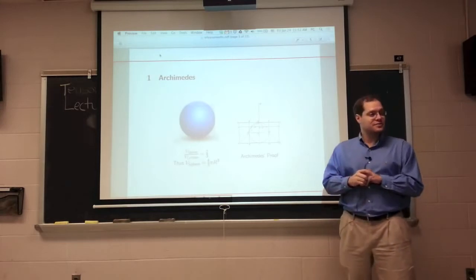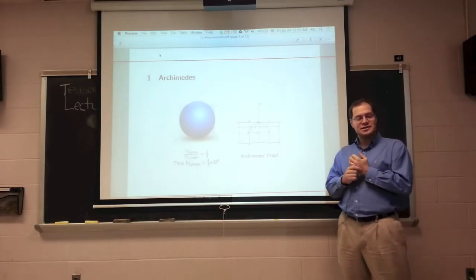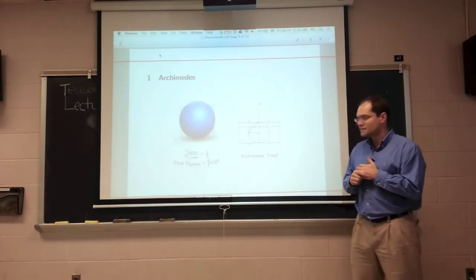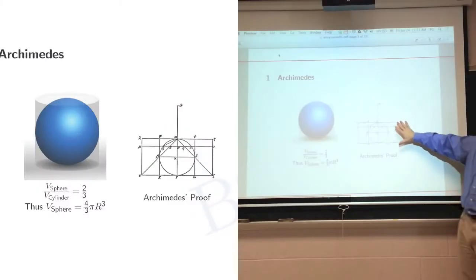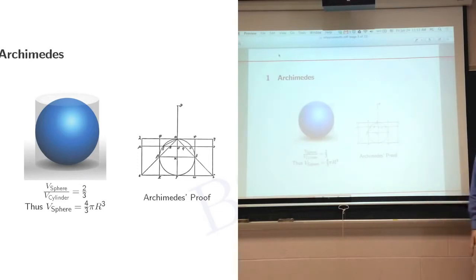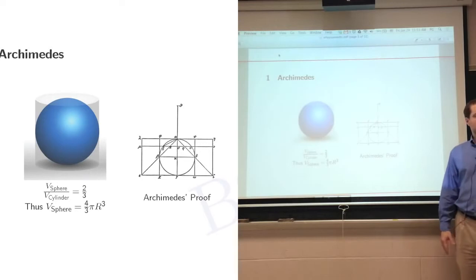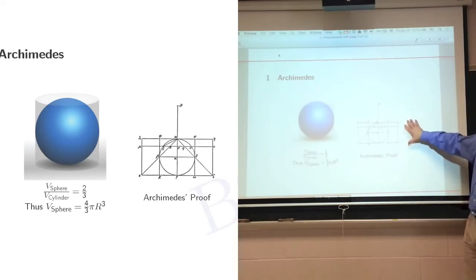But how did he do it? Did he use calculus? No, he didn't have it. Did he use some kind of tricky divine calculation? No. But he was basically able to slice up the sphere and fit it into a cylinder. And his proof was entirely geometric. And this is one of the diagrams that he may have drawn.